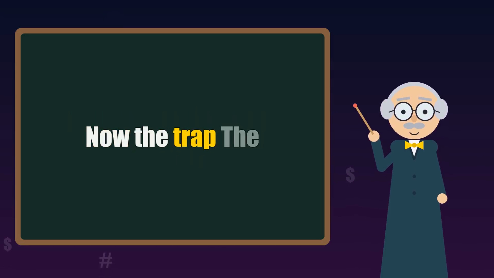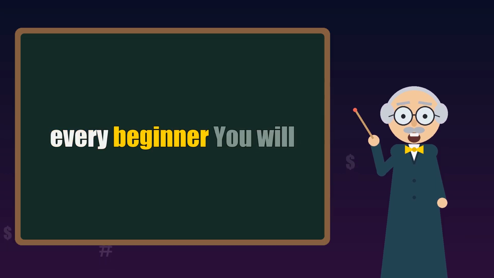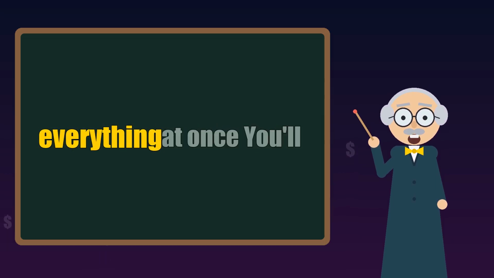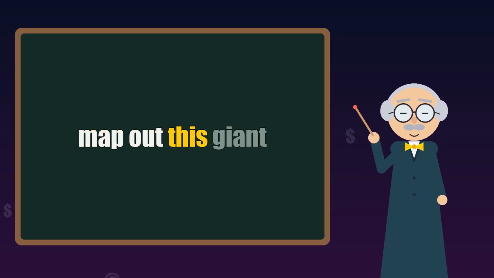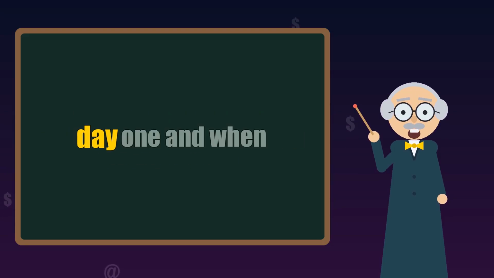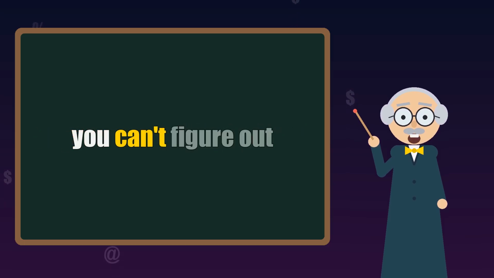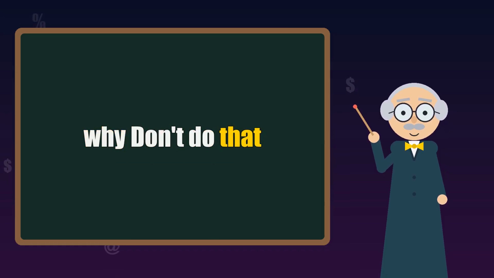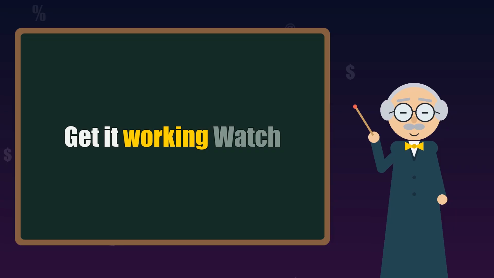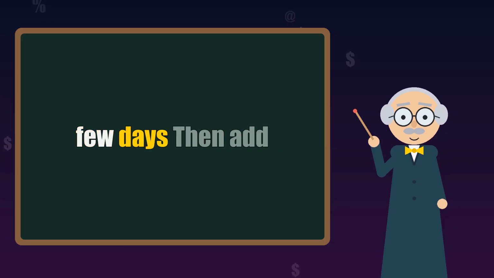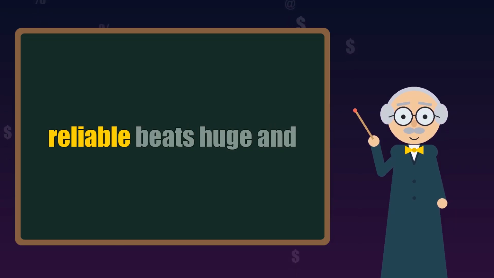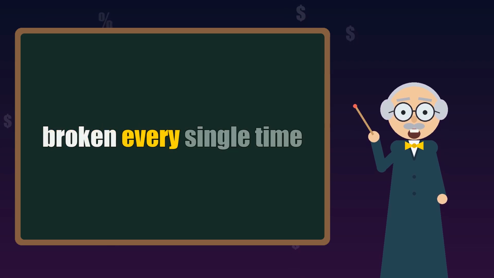Now, the trap. The one mistake that burns every beginner. You will be tempted to automate everything at once. You'll map out this giant 10-step monster workflow on day one, and when one piece breaks, the whole thing collapses and you can't figure out why. Don't do that. Build one small automation. Get it working. Watch it run for a few days. Then add to it. Tiny and reliable beats huge and broken every single time.